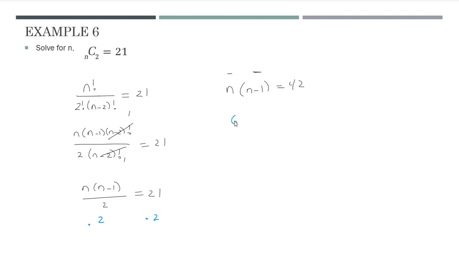Well, 6 times 7 is 42. So now be very, very careful. Even how I wrote this was not the best way. I want to go in descending order. So I'll go 7 times 6, which means my n is actually equal to 7.